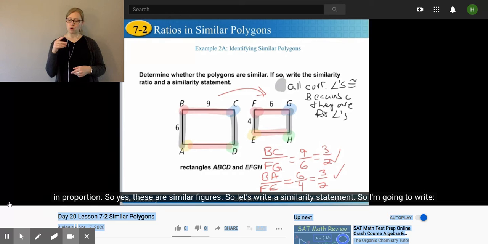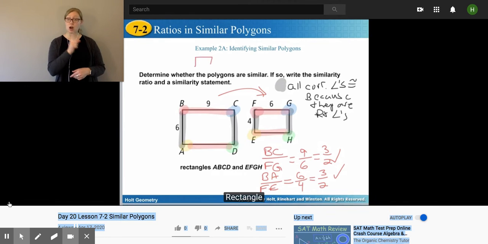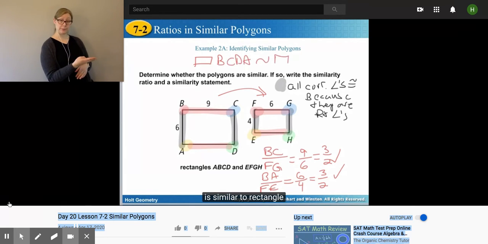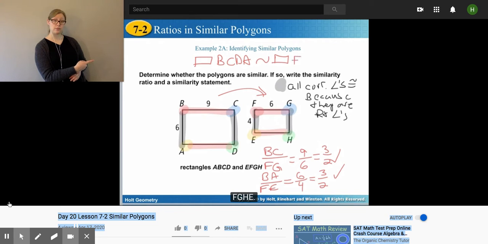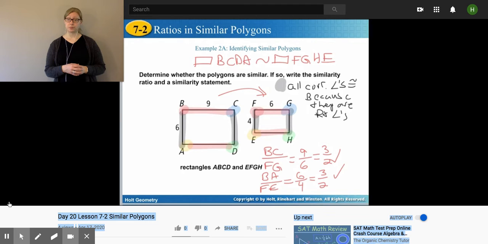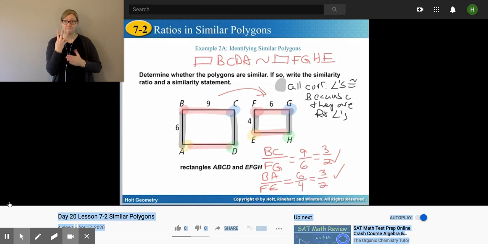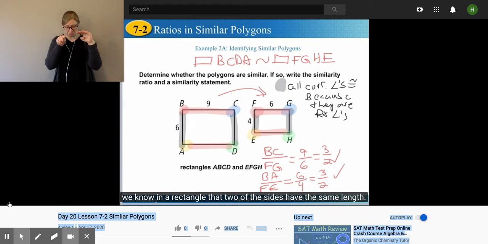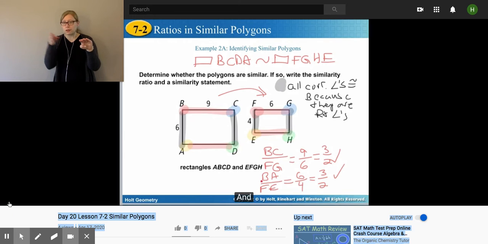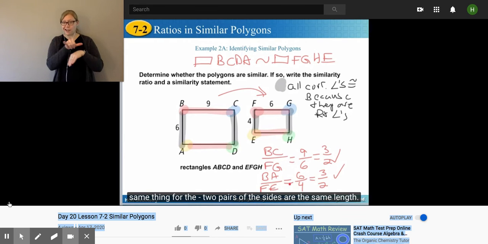So let's write a similarity statement. So I'm going to write rectangle BCDA is similar to rectangle FGHE. And again, I didn't show all four sides because we know on a rectangle that 2 of the sides have the same length, and same thing for the 2 pairs of the sides are the same length.